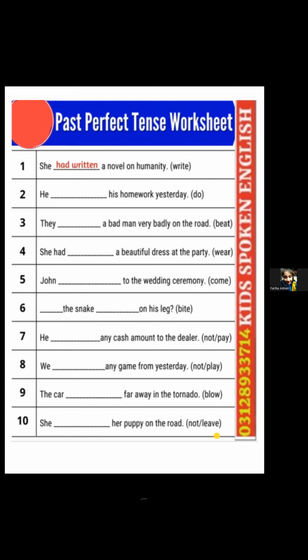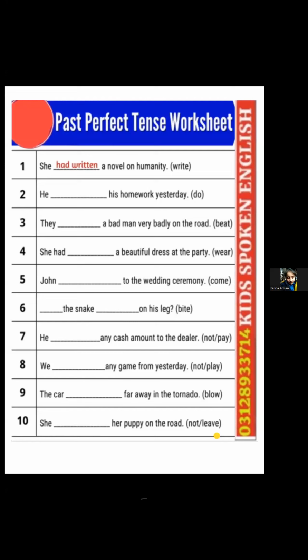Ma'am, I know. Tell me. What is the third form of wear? Worn. Yes, that's perfect. W-O-R-N, worn. The second form is wore, and the third form is worn. Okay.